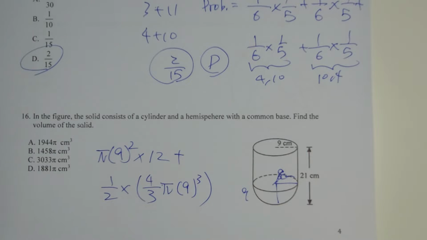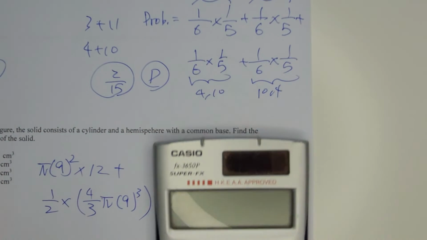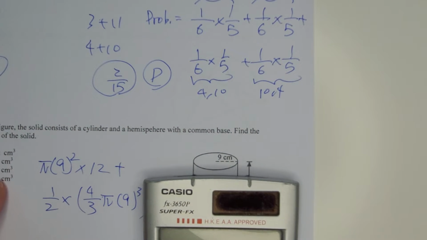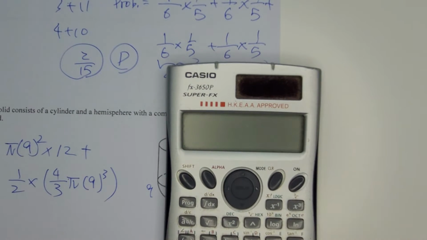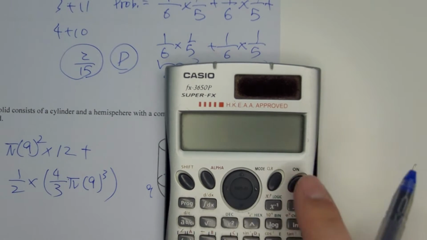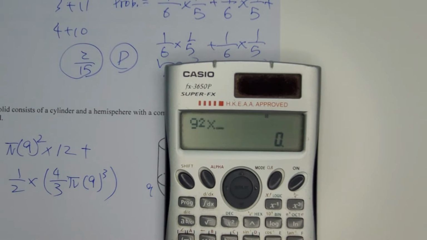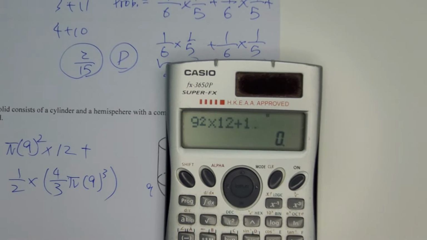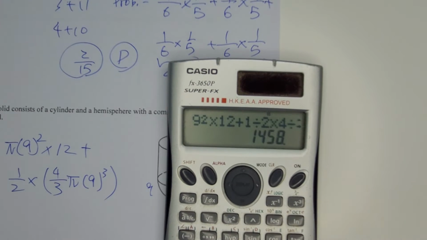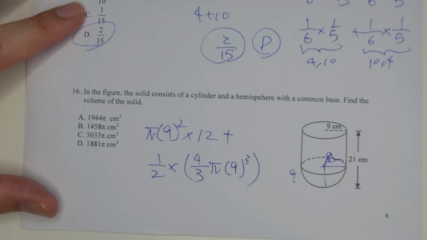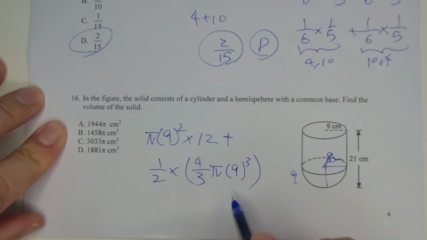Okay, then use your calculator to practice. Leave the answer in terms of pi, you can see that, so you just press in the number, and that is 9 squared times 12 plus 1 over 2 times 4 over 3 times 9 cubed, 1458 pi. So final answer, that is B for boy.